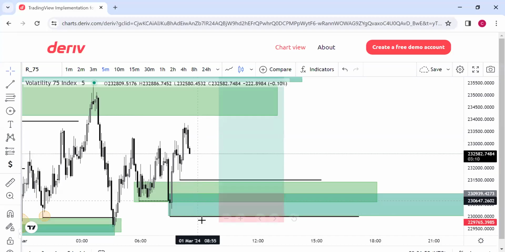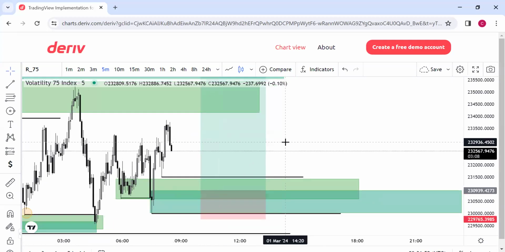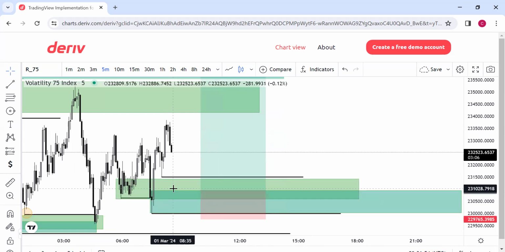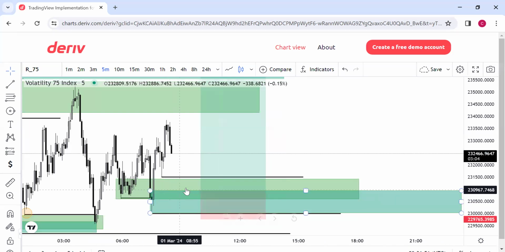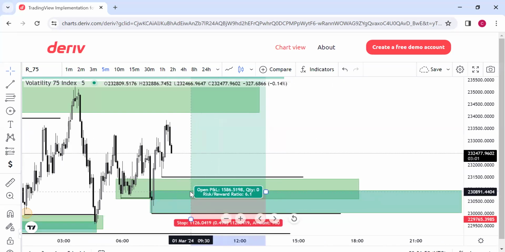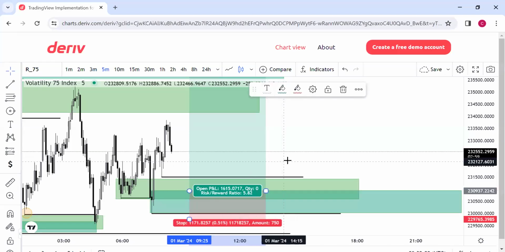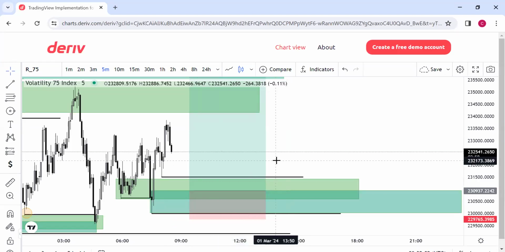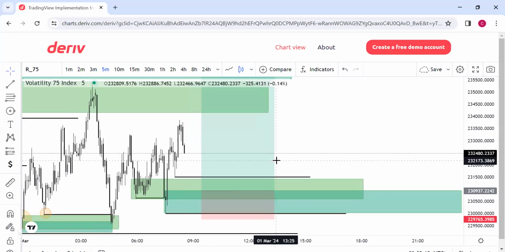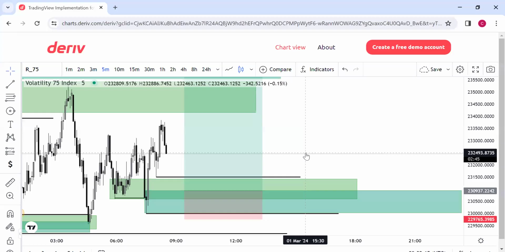So look at what price is doing right now. Selling to the downside. Price is going to come here. So if it gives me a confirmation, yeah, I'll be taking this buy. But I just pray that this buy does not hold sharp.